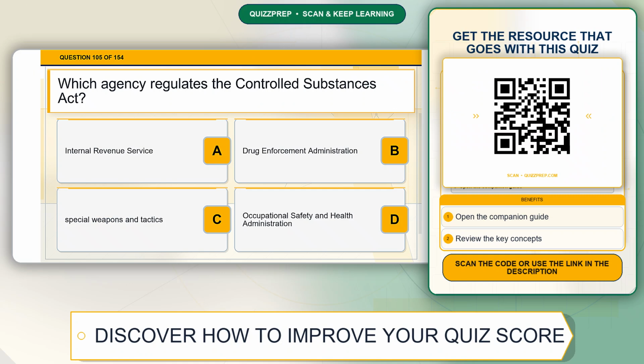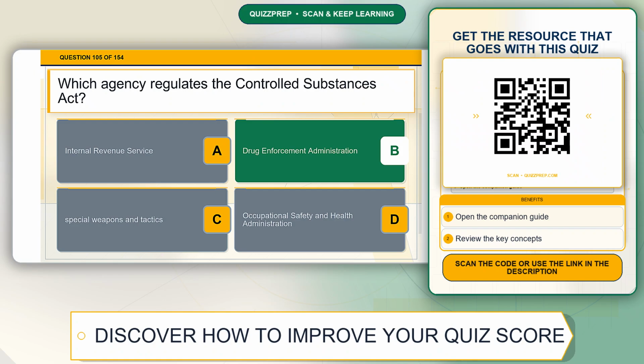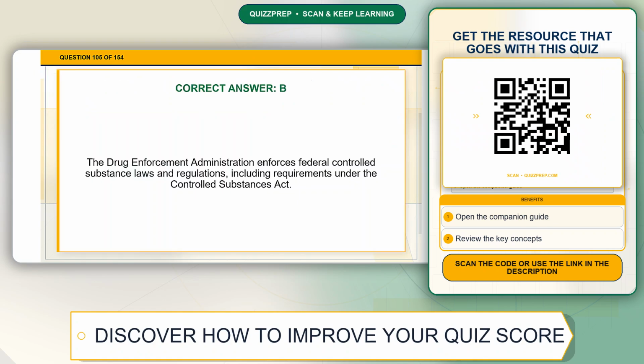Question 105. Which agency regulates the Controlled Substances Act? Option A, Internal Revenue Service. Option B, Drug Enforcement Administration. Option C, Special Weapons and Tactics. Option D, Occupational Safety and Health Administration. The correct answer is option B, Drug Enforcement Administration. Explanation. The Drug Enforcement Administration enforces federal controlled substance laws and regulations, including requirements under the Controlled Substances Act.